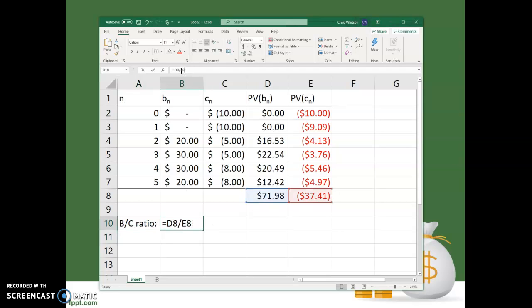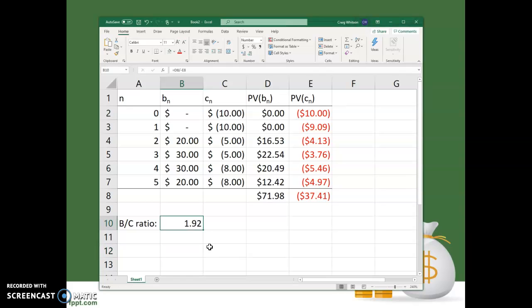And let's actually flip the sign of that. I don't want the fact that the costs are negative to confuse us here. And that shouldn't be a dollar amount. It should just be a number. 1.92. That's our benefit to cost ratio.